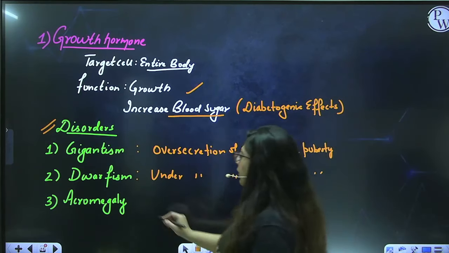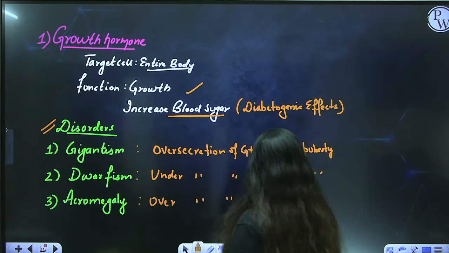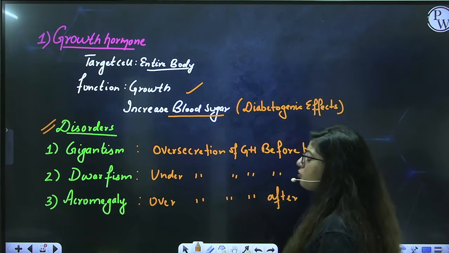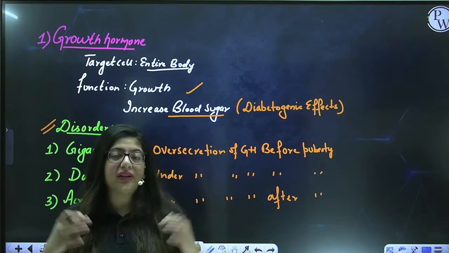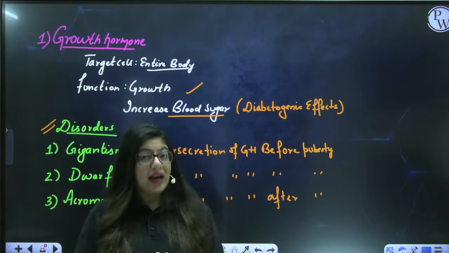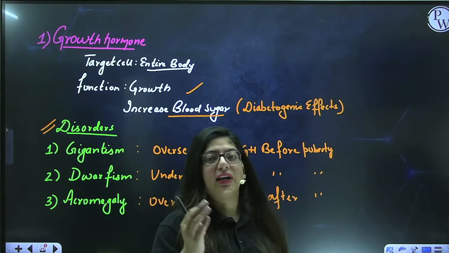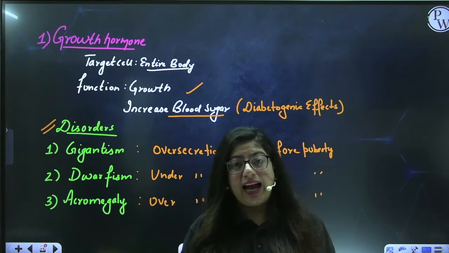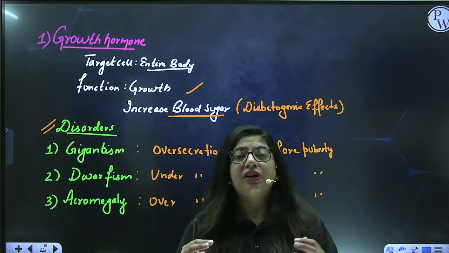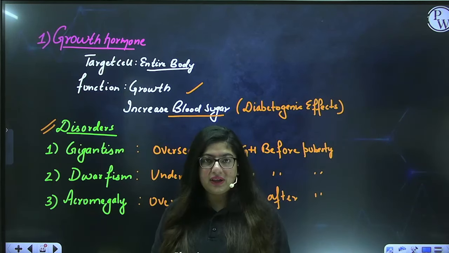Then we have acromegaly. Here we have oversecretion of growth hormone after puberty. This usually occurs sometimes in old age, and there is an increase in size of the internal organs as well. If the size of internal organs increases, it can lead to a lot of diseases. Let me give you an example. If the growth hormone increases, that may increase the size of the heart, reducing its pumping activity, and hence a person can die due to cardiac arrest, right?